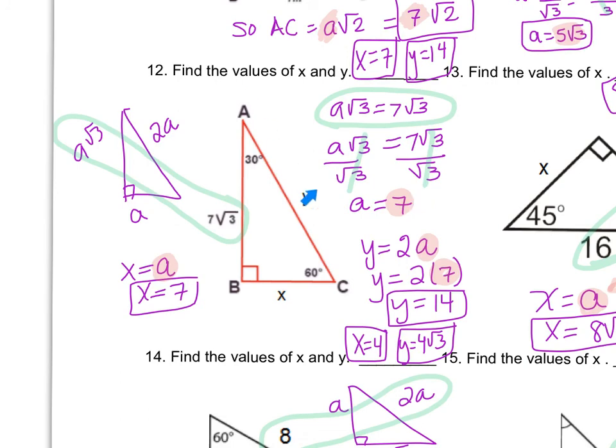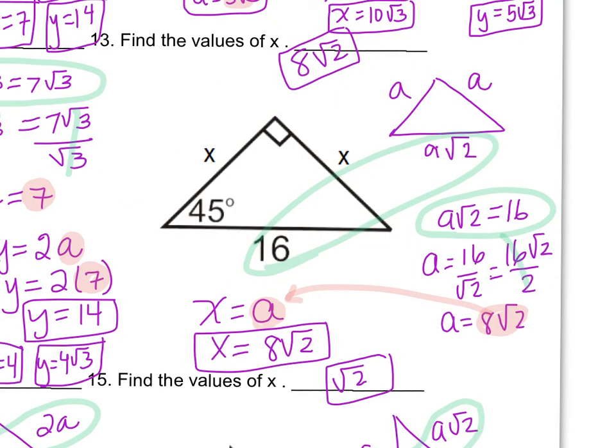So for y, in this y spot, it says that y is equal to 2a. So y is equal to 2a, but a is 7. So 2 times 7 is 14. That means y is 14. For the x, it's down at the bottom. It matches with this a. So that means x is equal to a, which means x is equal to 7. So I found my y and I found my x. I have them up here also as an answer.